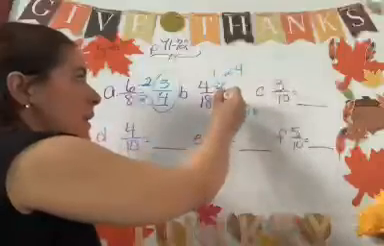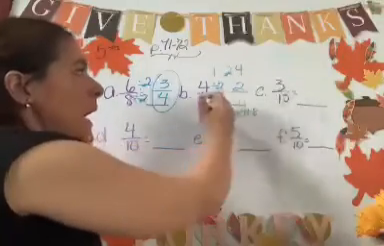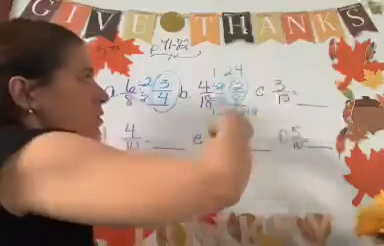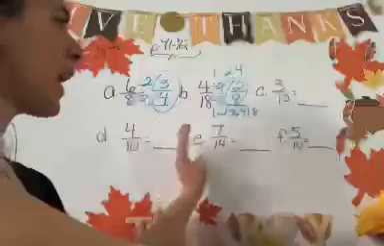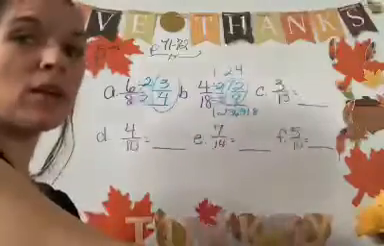Divide by 2, divide by 2, right? 4 divided by 2 is 2, and 18 divided by 2 is 9, and your answer is 2 over 9, okay? One more by myself, and then you're gonna help me with these 3. Make sure you're writing these down though.